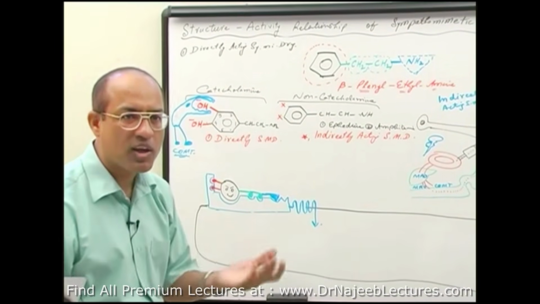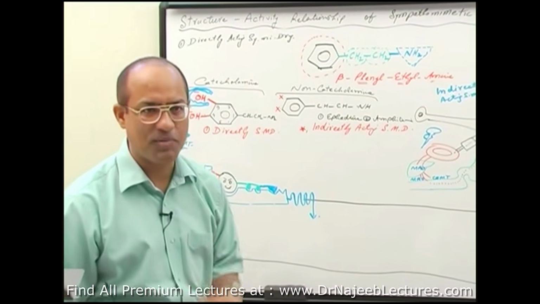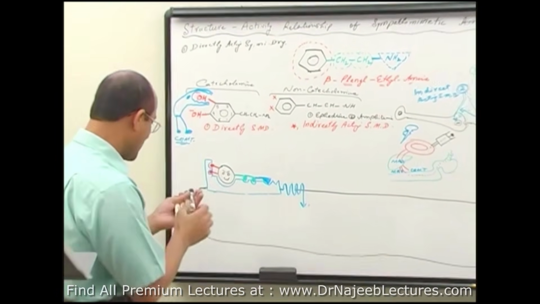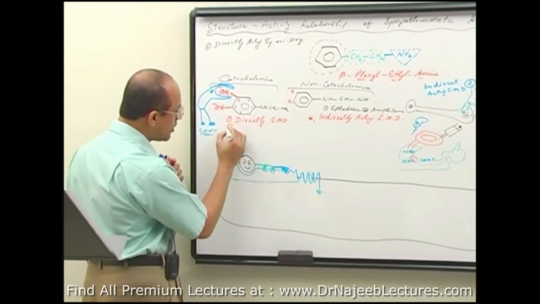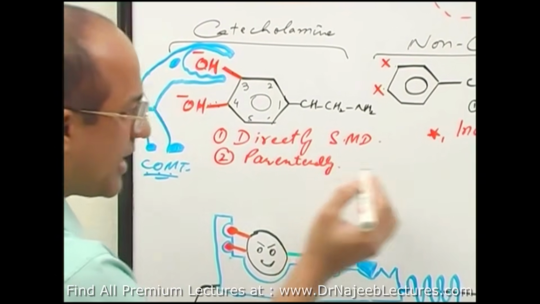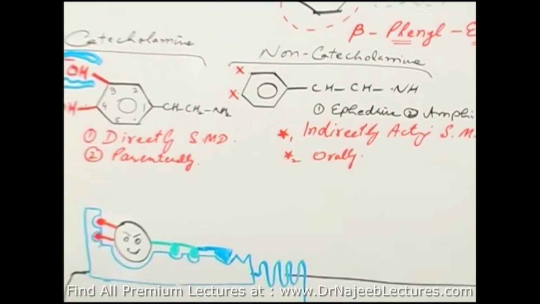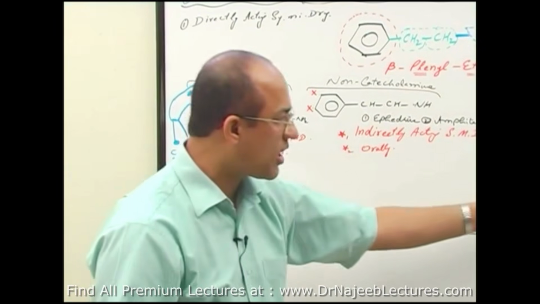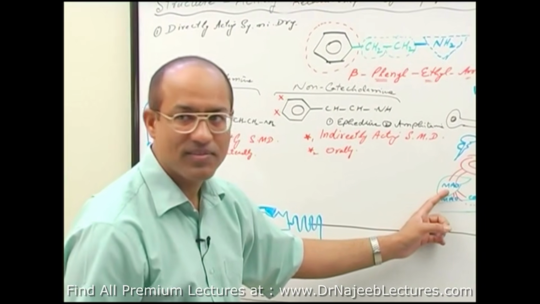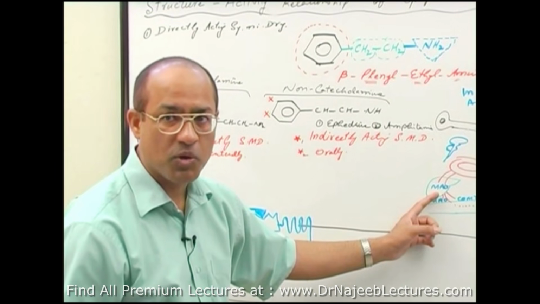It means they are less polar. So they are more lipid soluble, so they can be taken orally. This is the first thing. Write it here that catecholamines are given parenterally, and non-catecholamines are preferably given orally, because, as they do not have these two hydroxyls, they will absorb better. And there is one more thing.